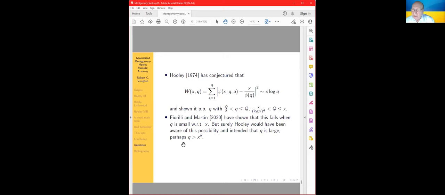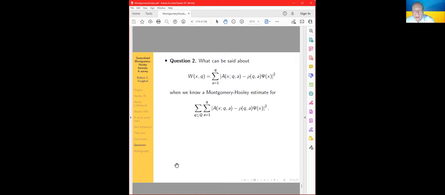Ferrelli and Martin have shown that for a small range of Q, not going very far, it's false. But I think Hooley would have intended that Q is greater than x to the delta, maybe even that Q is greater than x to the 1/2. I think it's kind of hopeless, but still, it's an interesting question. We do know it's true for almost all Q for quite big ranges. And there are some results here, which I've listed as well.